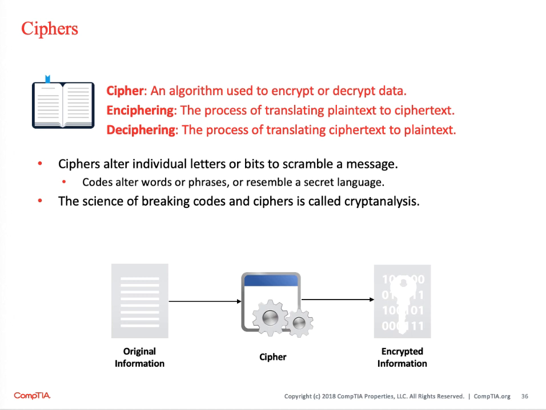And then the science of breaking these codes and ciphers is called cryptanalysis. I believe the word cryptography, crypt means hidden, and graphy, like graph, means picture or writing or something of that nature, if I remember correctly. So it's basically going to mean hidden writing. So cryptanalysis would be breaking that down.